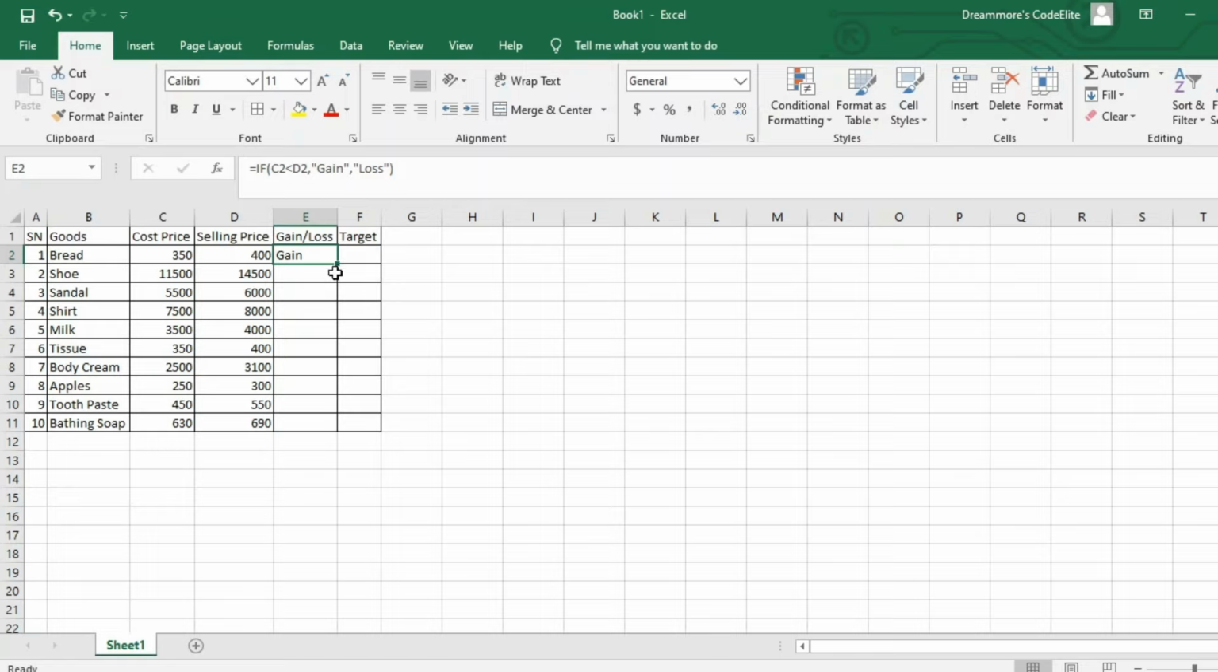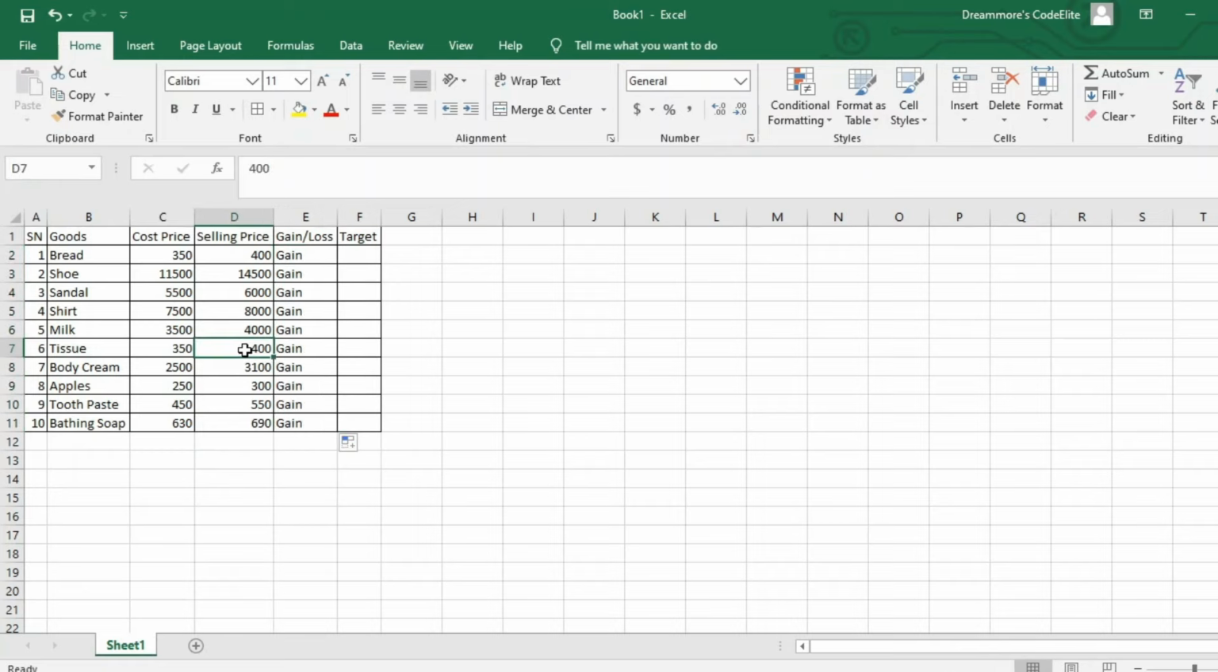How do I replicate the function or the formula? I'll go to this tiny looking green square there, that tiny green dot. I'll move my mouse pointer to it. Once I'm pointing at it, I can click, hold, and drag, and then you'll see it has all shown us gain.